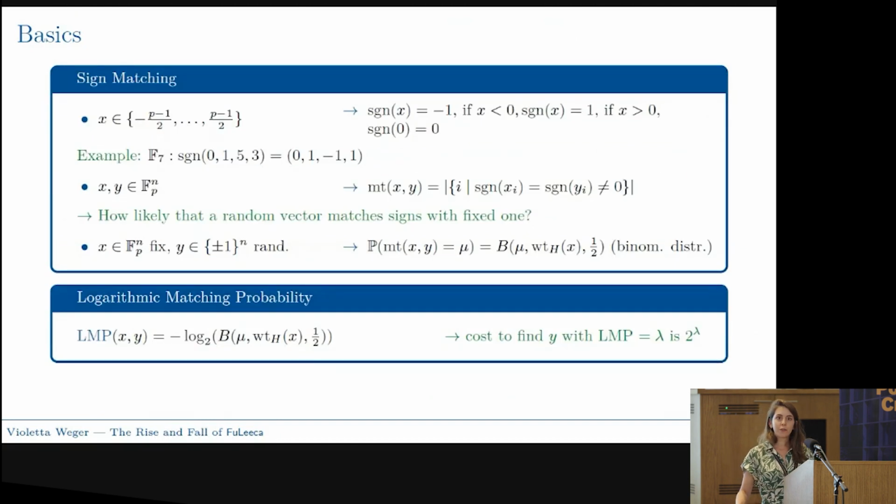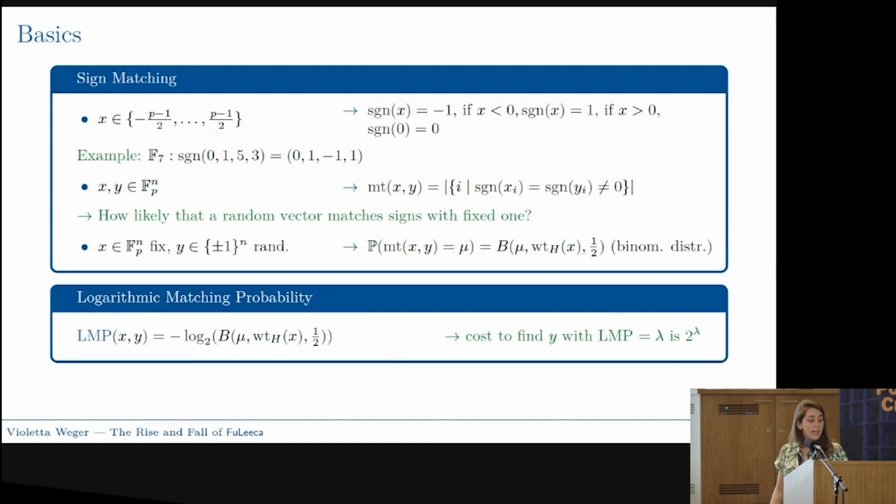Now, as a last ingredient for FuLeeca, I need this new function, the sign matching. If we are considering this balanced representation of our finite field, then I can give my elements a sign in the usual way. Anything below 0 has sign -1, anything above 0 has sign 1, and 0 has sign 0. I also give you a small example. For example, in F7, 5 in the balanced representation would be -2, and has sign -1.